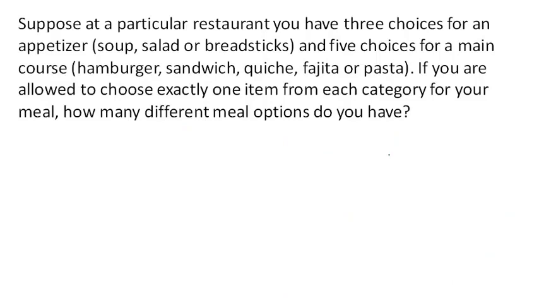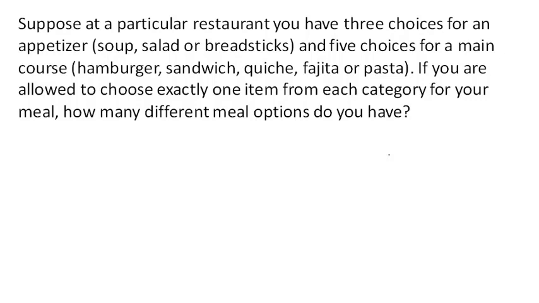So now we're going to talk about counting for a while. And you're probably thinking, counting? I don't know how to count. But we're going to talk about counting really large amounts of stuff. So here's an example. Suppose at a restaurant, you have 3 choices of appetizer, 5 choices for a main course, and you're allowed to choose exactly 1 from each category. How many different meal options do you have?